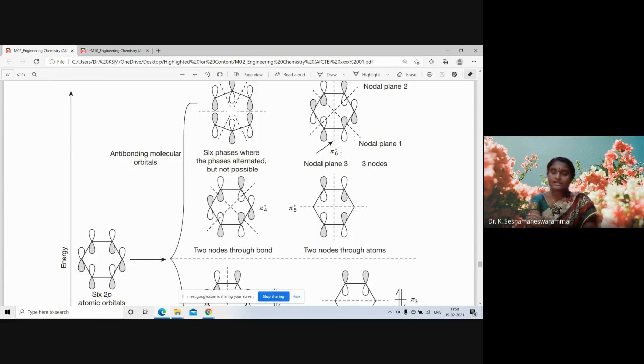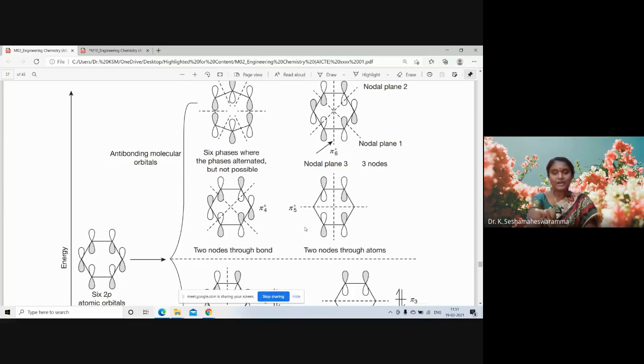This is the pi 6 star. This is one nodal plane through here, one nodal plane through here, one nodal plane through here, one nodal plane through here. This is pi star 6. So here pi 4, pi 5, and pi 6 are anti-bonding pi molecular orbitals of benzene.